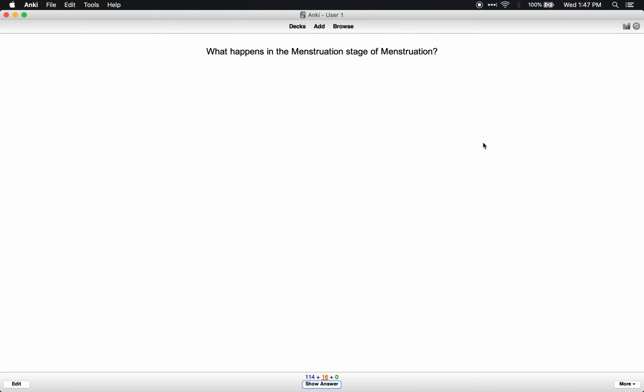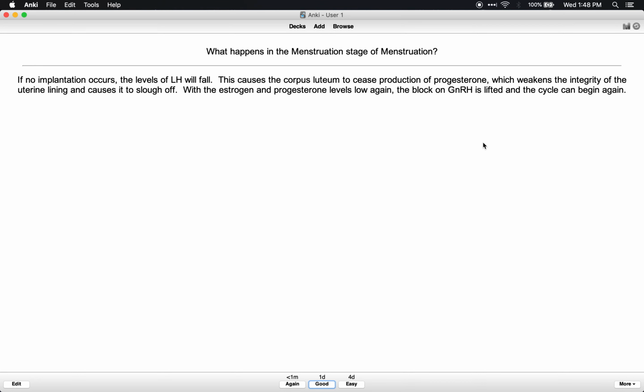What happens in the menstruation stage? During the menstruation phase, if no implantation occurs, levels of LH will fall. Because levels of LH fall, the corpus luteum will begin to disintegrate, which causes levels of progesterone to fall, which causes the endometrium lining to disintegrate. This only occurs if no implantation occurs. Because levels of progesterone and estrogen are decreasing, this allows the levels of GnRH to increase.